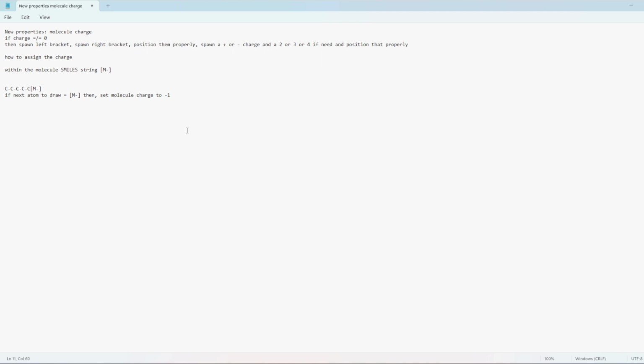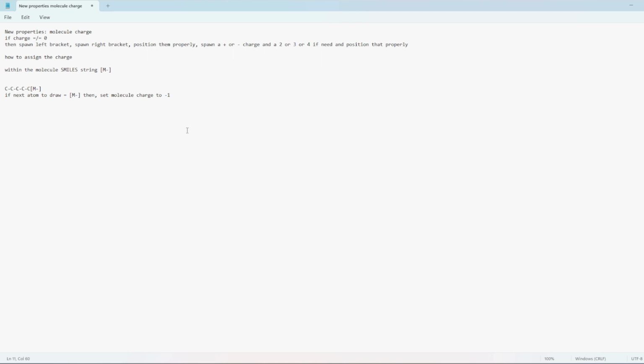But if you need 5 byproducts, then we have issues. So 4 properties: molecule 1 charge, molecule 2 charge, 3 charge, 4 charge. Then we'll just say if charge is 0, set the charge to 0 initially. If the charge is not 0, then we'll spawn a left bracket, spawn a right bracket, position them properly around the molecule, and then spawn a positive charge or a negative charge. And then, if you need, you can add a 2 or a 3 or a 4, whatever, as required.